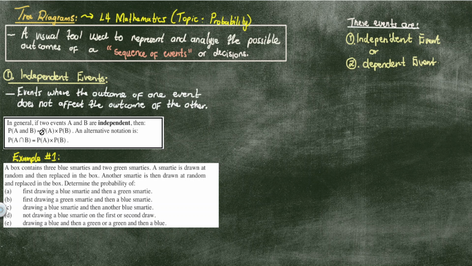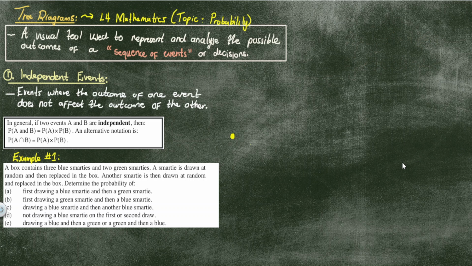Alright, this formula is the formula that helps us calculate these probabilities in our tree diagrams. Okay, let's prepare our tree diagram here. So there are 2 events that are happening. The first event is you taking out this smartie for the first time. Then the second event is you taking out a smartie for the second time.